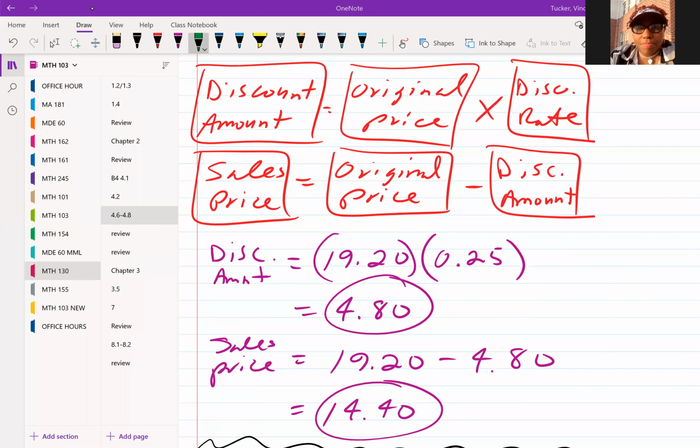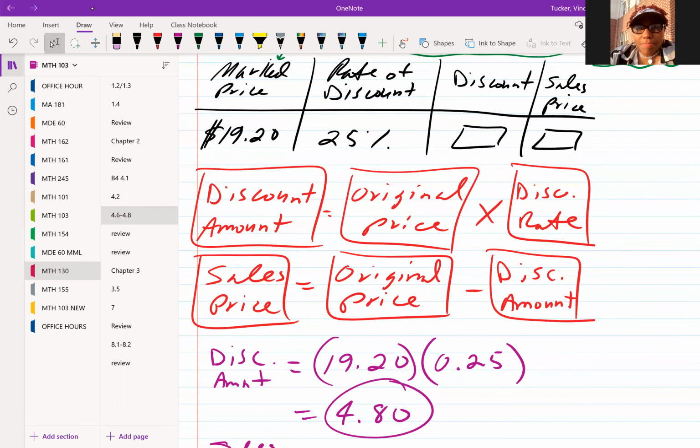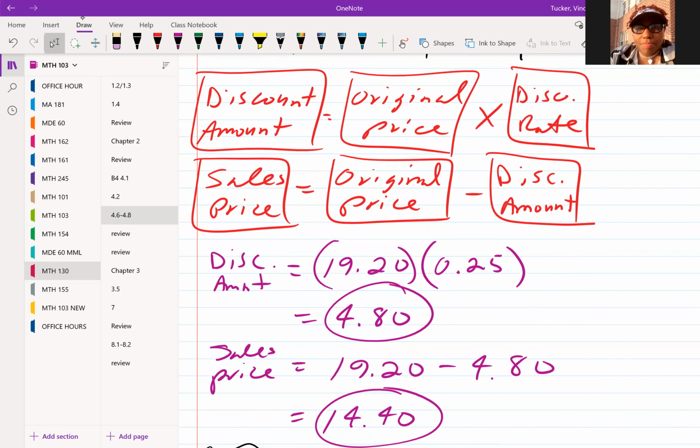All right, give me a chance to look at this and process it. If I go back up to my chart, what we just found was the discount amount, which would have been the first block. So that 480 will go in that block. And then it's asking me to find the sale price, and the 1440 will go in the spot where the sale price is.